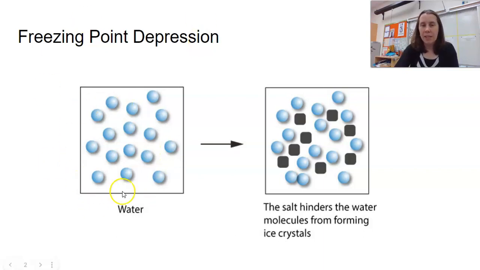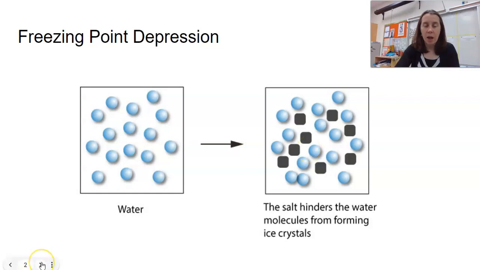So if we have a sample of water and we add salt to it, for example, it gets in the way of the water molecules. And then as a result, those water molecules can't form the interactions they need to in order to become a solid. So you have to make it even colder in order to get it to refreeze. So we basically have to get it cold enough that we push those salt molecules or ions out of the way so that the water molecules can refreeze.